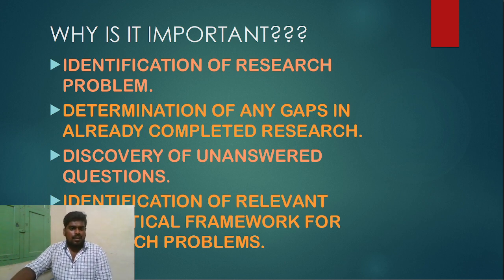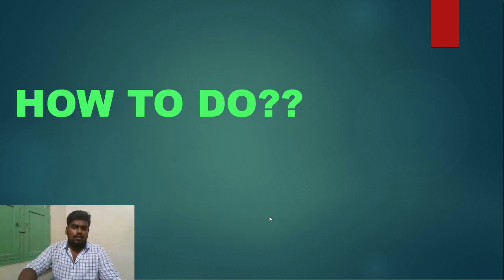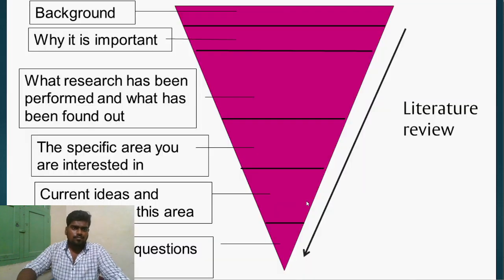Identification of a relevant theoretical framework for research problems is nothing but the same thing as identification of a research problem that we have in the first point. There will be so many theories explained in research journals all around the world. So it gives you a theoretical framework for all those problems in order to have a clear view of your research. So how to do a literature review? In the previous three slides we have seen what a literature review is and what its purpose and uses are. Now we will see how to do a literature review.